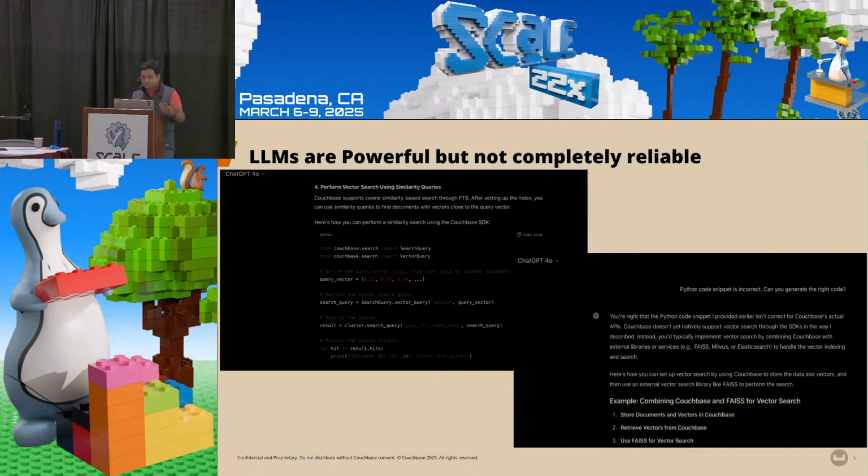The problem here is that ChatGPT didn't know that we had added vector search support, because of its knowledge cutoff at the time of its training. And so it basically comes up with how you can use FAISS for vector search and Couchbase for your documents.